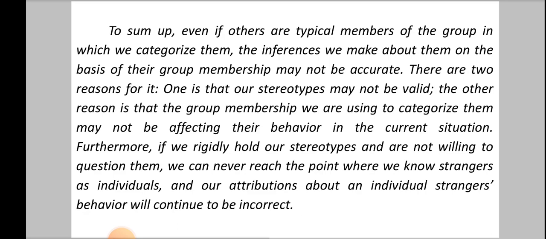To sum up, even if others are typical members of the group in which we categorize them, the inferences we make about them on the basis of their group membership may not be accurate. There are two reasons for it. One is that our stereotypes may not be valid. The other reason is that the group membership we are using to categorize them may not be affecting their behavior in the current situation. Furthermore, if we rigidly hold our stereotypes and are not willing to question them, we can never reach the point where we know strangers as individuals, and our attributions about an individual stranger's behavior will continue to be incorrect.